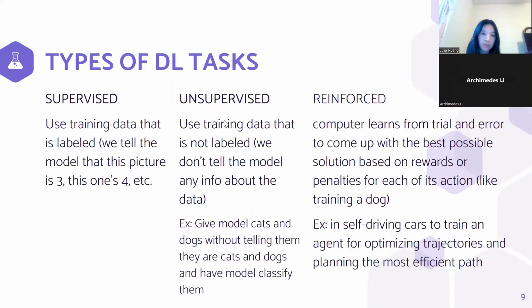So here are some types of deep learning tasks. They're supervised, unsupervised, and reinforced. Supervised means that we use training data that is labeled. We tell the model that this picture is 3, this one's 4, etc. Already in the data set, there's an image, for example an image of 3, and the label, which is 3. Or if there's a dog image, we say that the label is a dog. That helps the model see that we're associating this label with this image, and therefore it can learn that and memorize that. And that's what the model is trying to do for supervised.